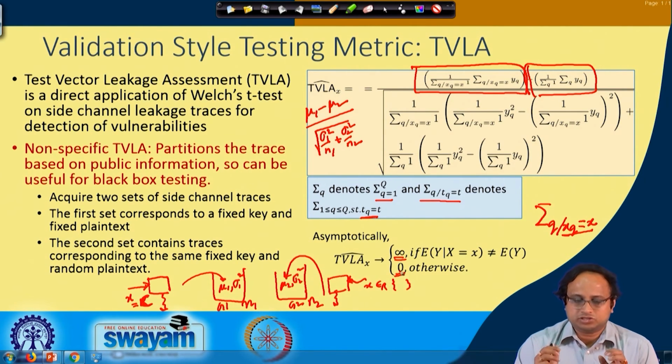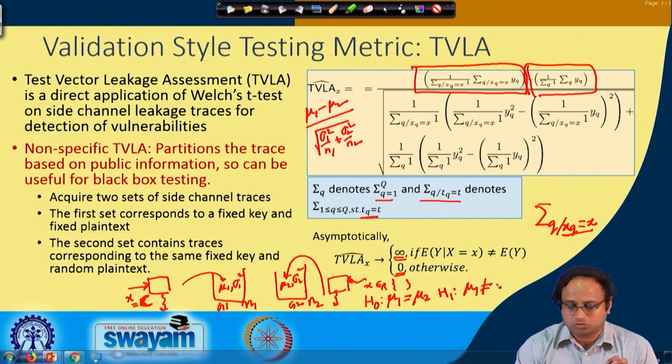This again borrows from statistical hypothesis testing, where you make a null hypothesis, denoted as say H0. The null hypothesis says that the means of the two distributions are the same, and you make an alternate hypothesis, which is mu 1 is not equal to mu 2, and then you estimate this TVLA leakage. If the TVLA leakage is greater than a specific threshold, then with a specific confidence you reject the null hypothesis, which means you expect that the means are not the same. As you can see, if the TVLA is large, then you would expect that the means are not the same.